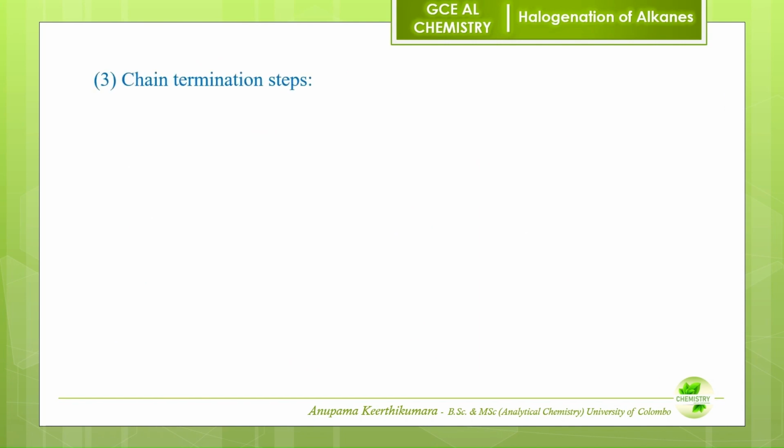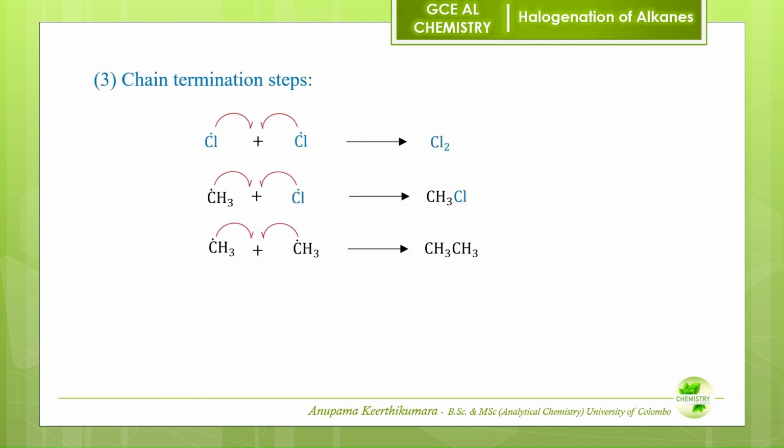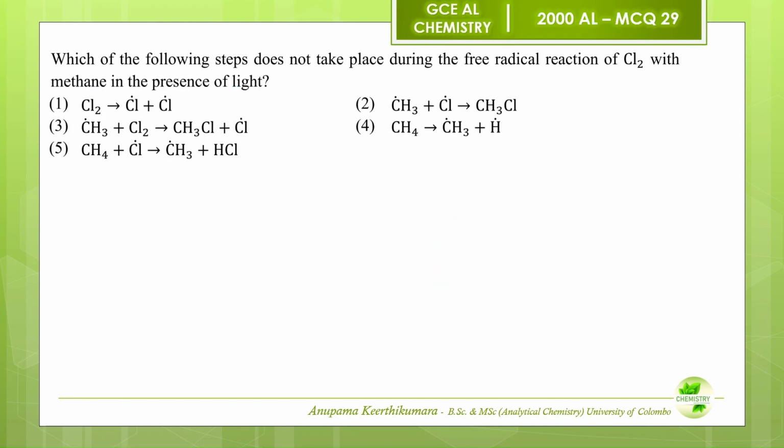The final step is chain termination. During chain termination, these free radicals react together and are converted to the products. These are some of the possible reactions of chain termination. Two chlorine free radicals react together to form a chlorine molecule. A methyl free radical can react with a chlorine free radical and produce CH3Cl. Then two methyl free radicals together can form an ethane molecule. Now we will check the answers.